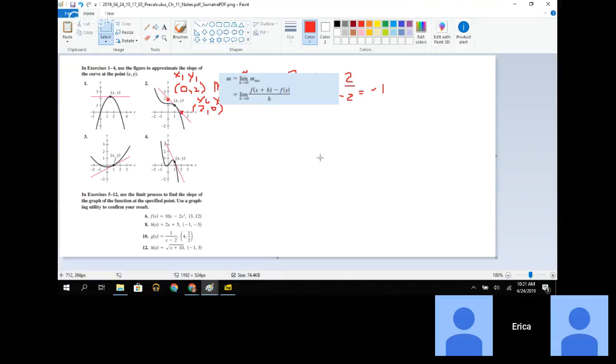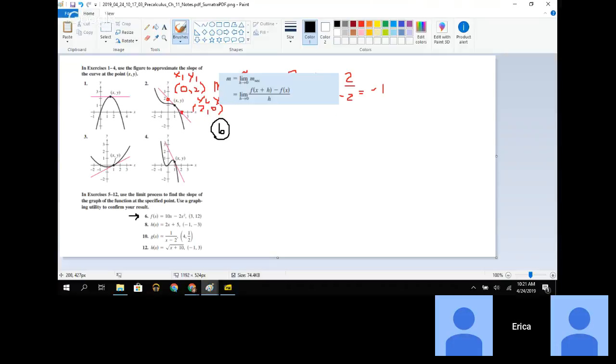Okay, all right. So let's do number 6. Number 6 is this function down here: f of x equals 10x minus 2x squared. And we want to find the slope of the graph at (3, 12). To figure out what the slope of the graph is at (3, 12), at x equals 3, y equals 12.